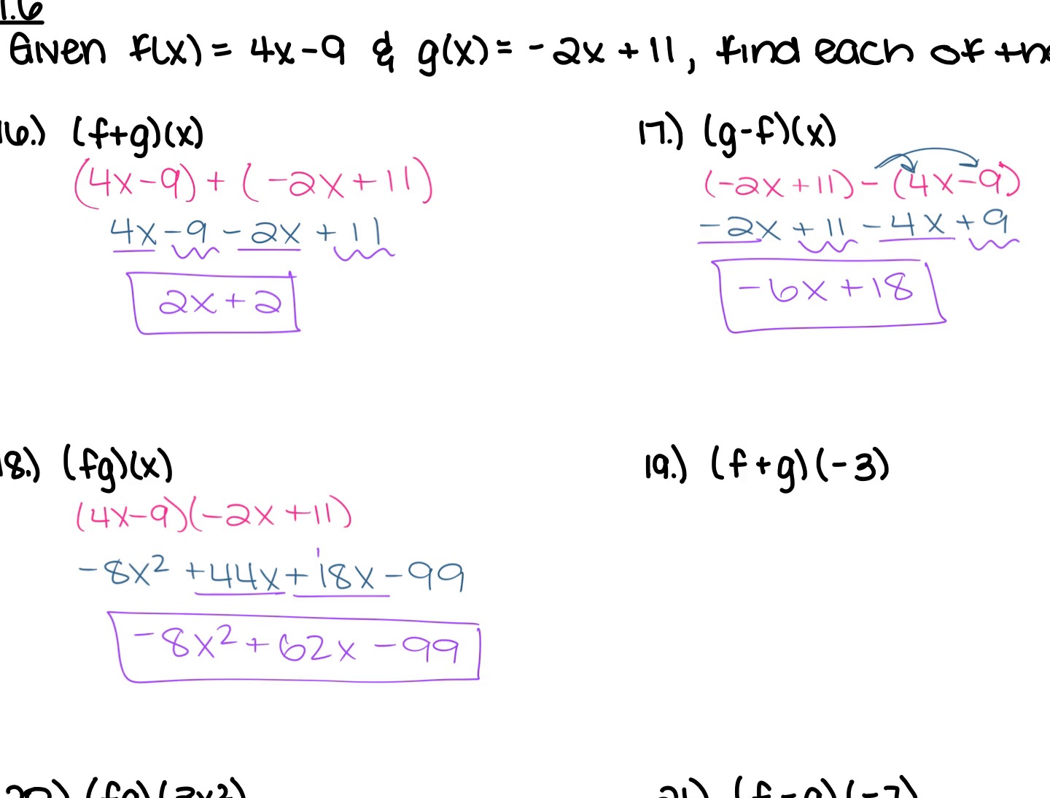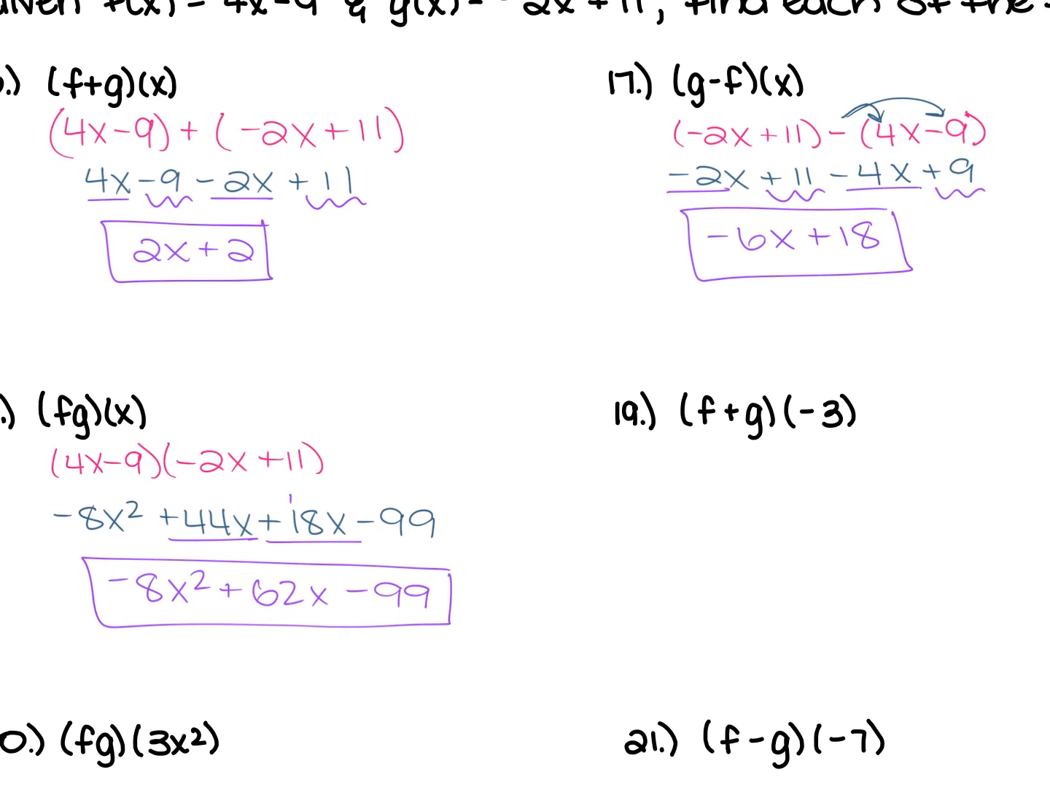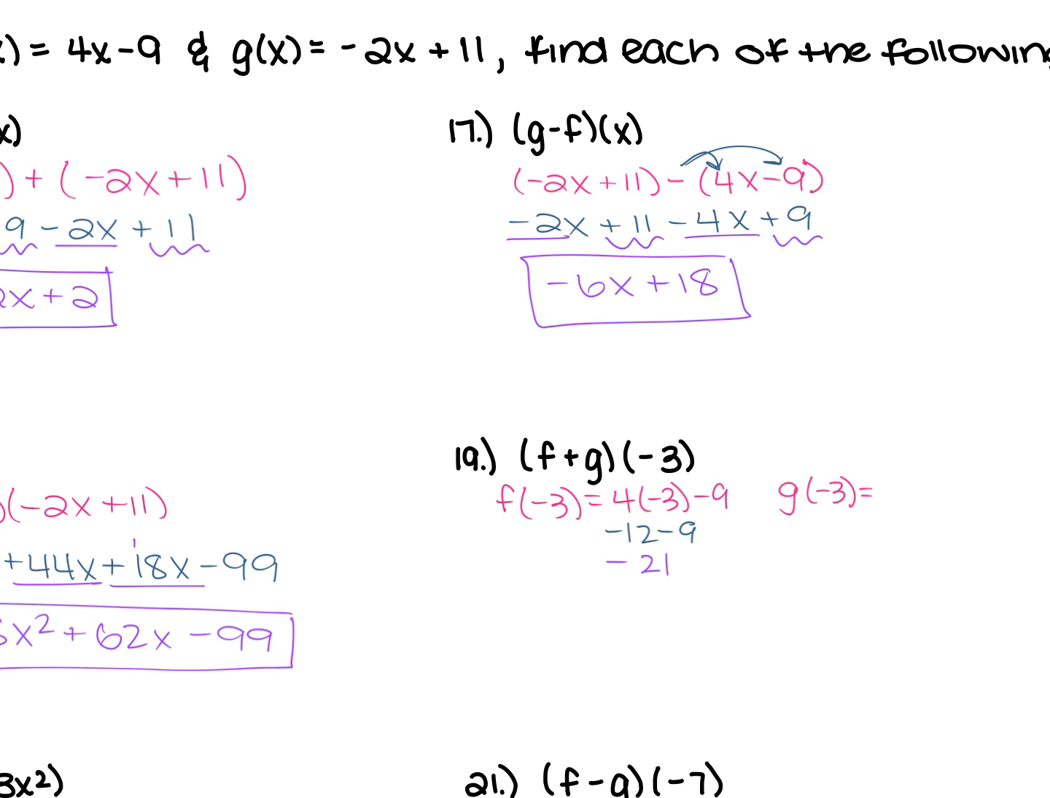For number 19, you have f plus g of negative 3. For this one, we're going to take f of x, add it to g of x, but plug in the negative 3 for x in both of them. So first, we're going to find f of negative 3, which is going to be 4 times negative 3 minus 9. So that gives us negative 12 minus 9, which is negative 21. We're also going to find g of negative 3. So that means it's going to be negative 2 times negative 3 plus 11. So that's 6 plus 11, which is 17.